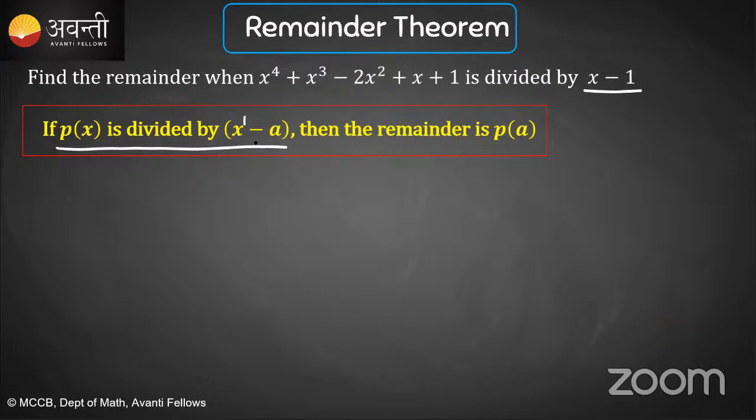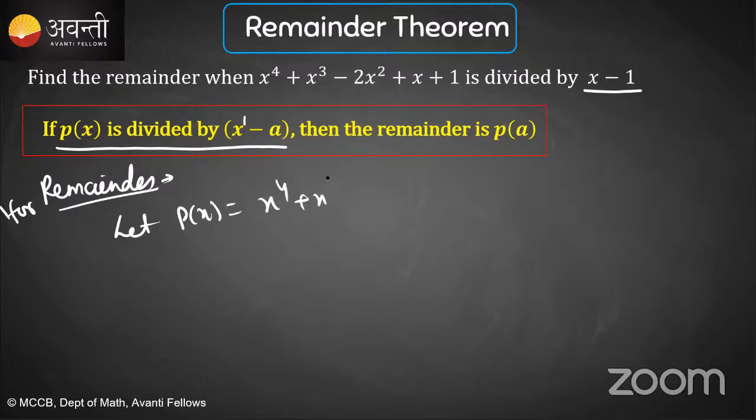So whenever you have to divide by a linear expression, x minus something, simply put x equal to a in your expression. So what will the remainder be? Tell me the solution now. Let this be p of x, x raised to the power 4 plus x cube minus 2x square plus x plus 1. Now for the remainder, what should I put for x?